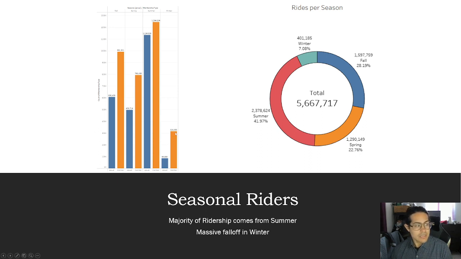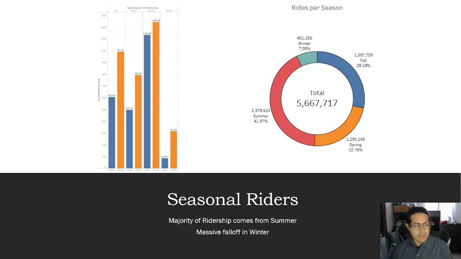Winter months, the members are still riding a decent amount, but the casual riders really drop off. That could be they just don't want to spend the money on additional rides when it's going to be cold out and they're going to have to go in that cold Chicago winter. So maybe we could bump that up if we convert them to the annual membership, which again, we can look at a little bit later and see how that insight works out.